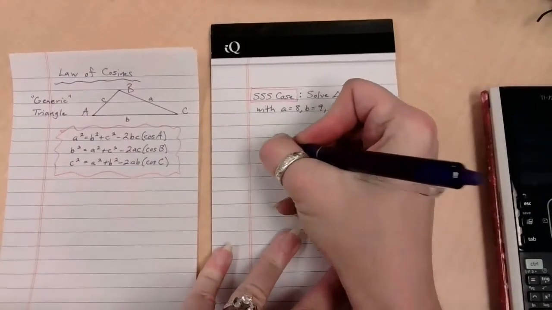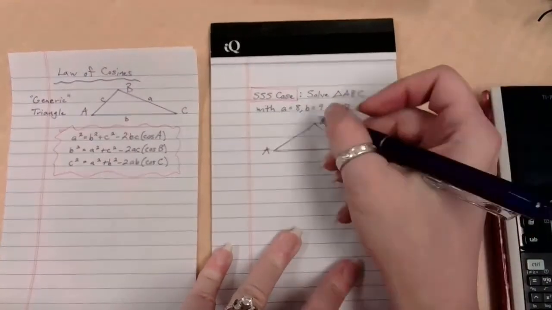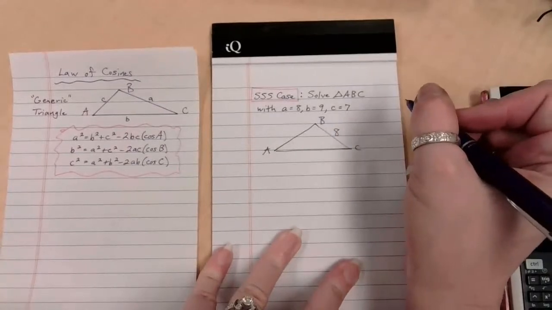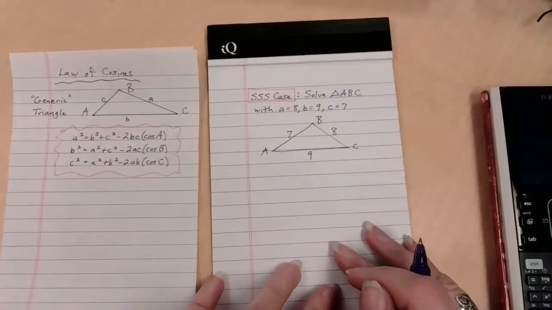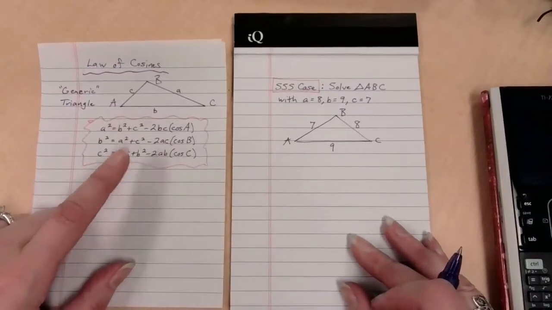Am I drawing this to scale? No. Do I care? No. I'm just using this to set up and organize my thoughts here. That's going to be a 9. That's going to be a 7. All right, so what can I do?